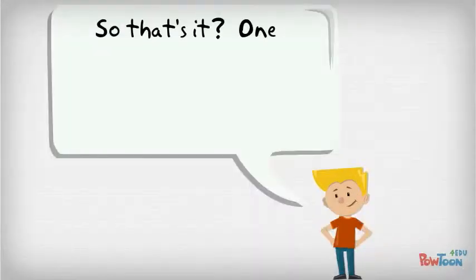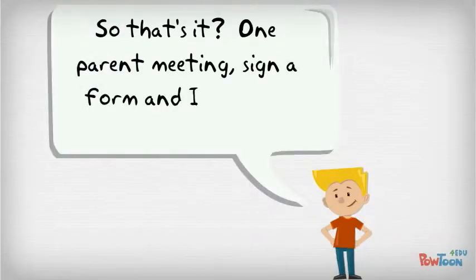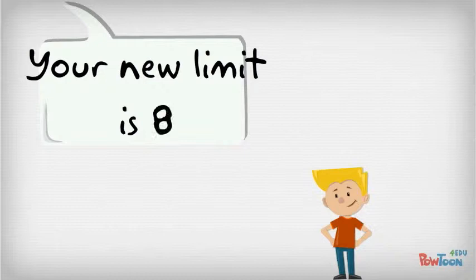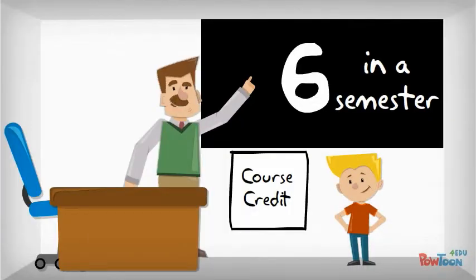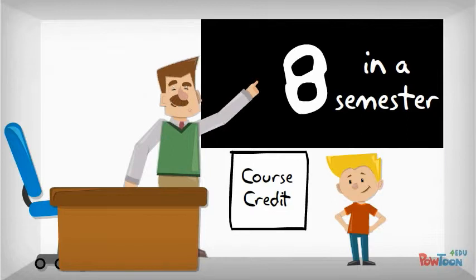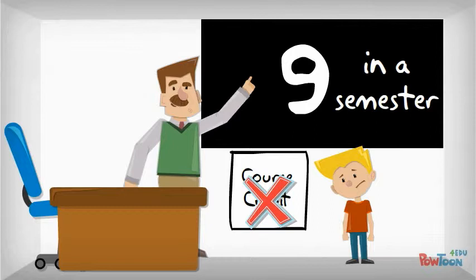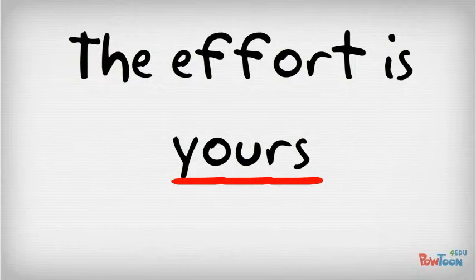So that's it? One parent meeting, sign a form, and I can keep being absent? Absolutely not. Your new limit is 8. The parent conference covers your unexcused absences up to number 8. Once you hit absence number 9, course credit is again denied unless it is granted upon appeal. At this point, the effort is all yours.